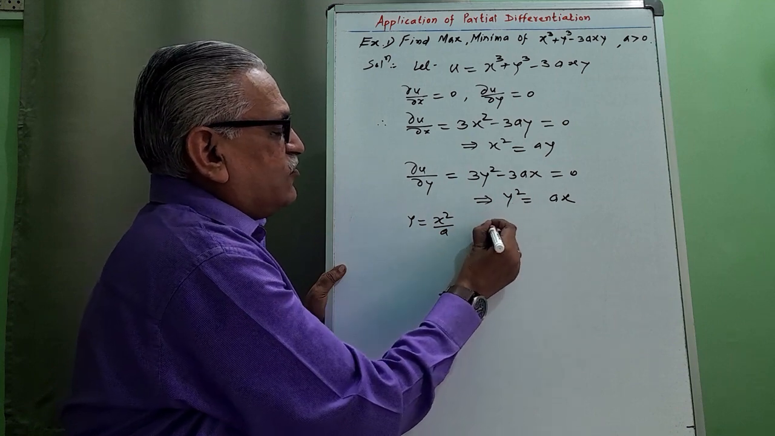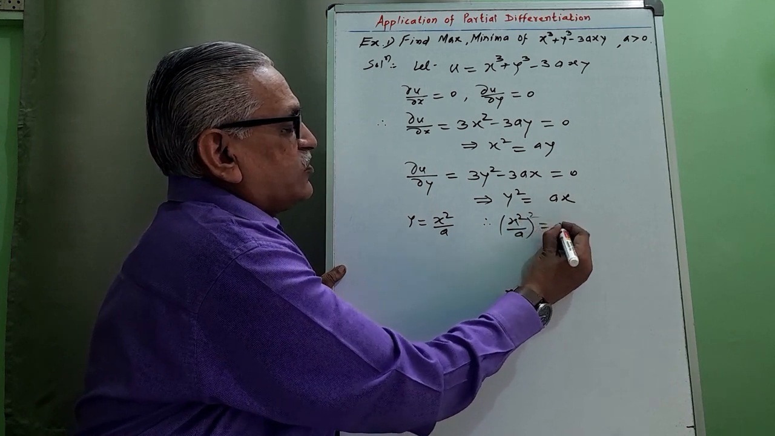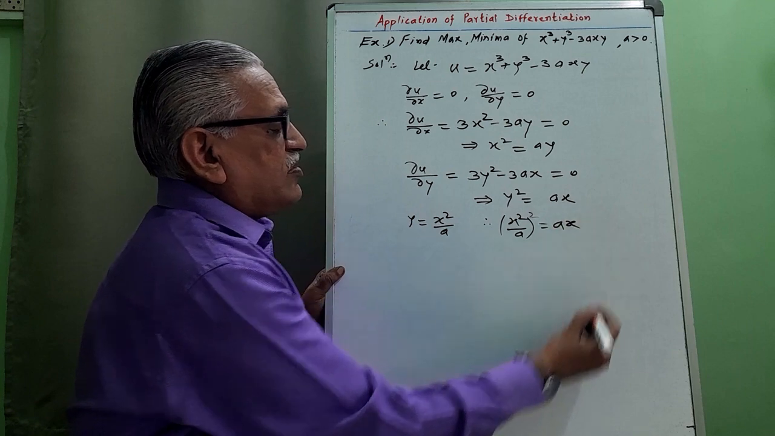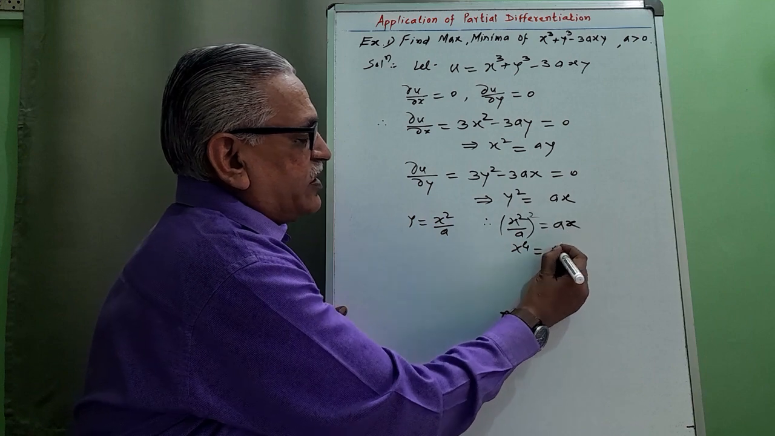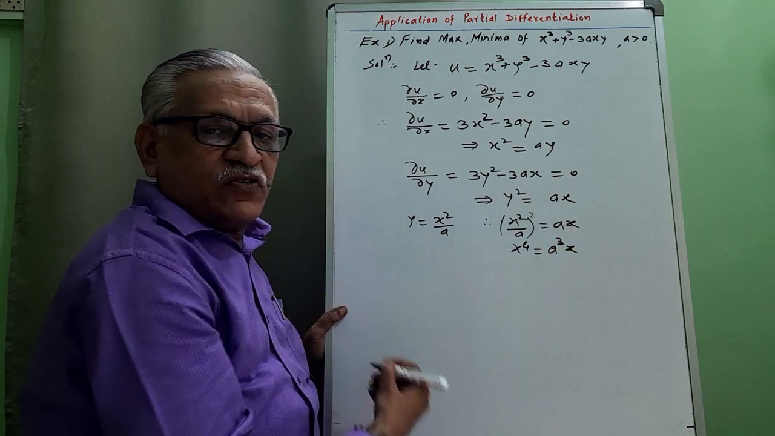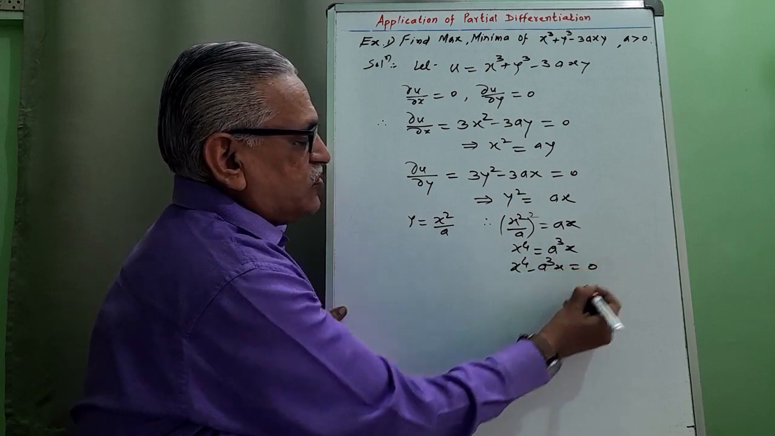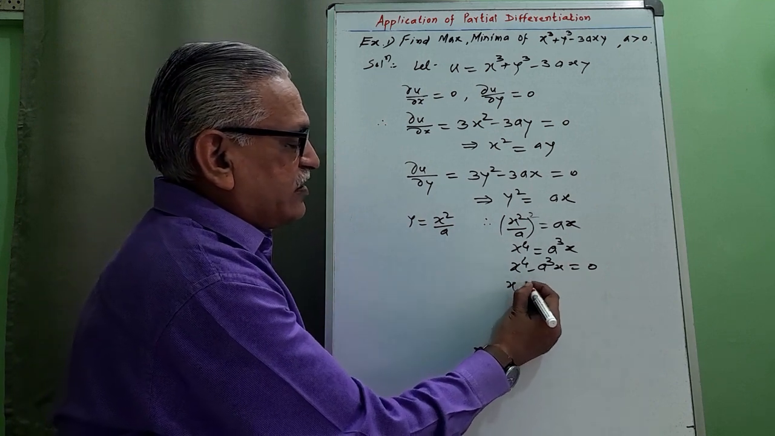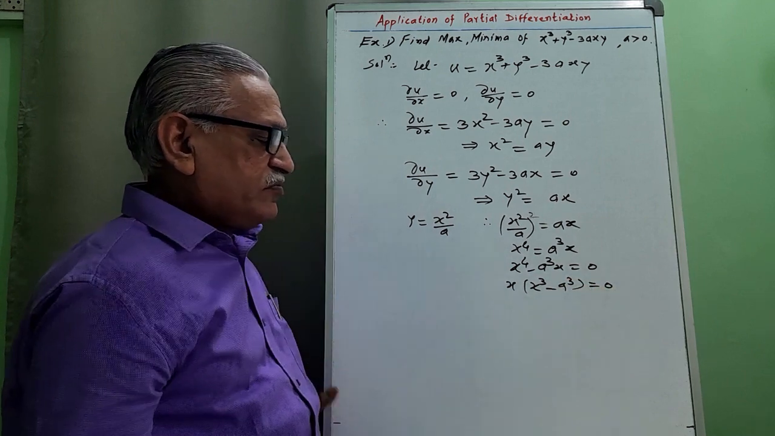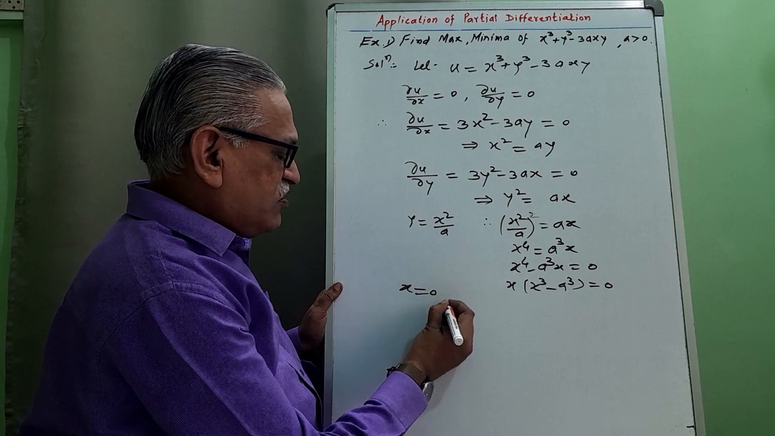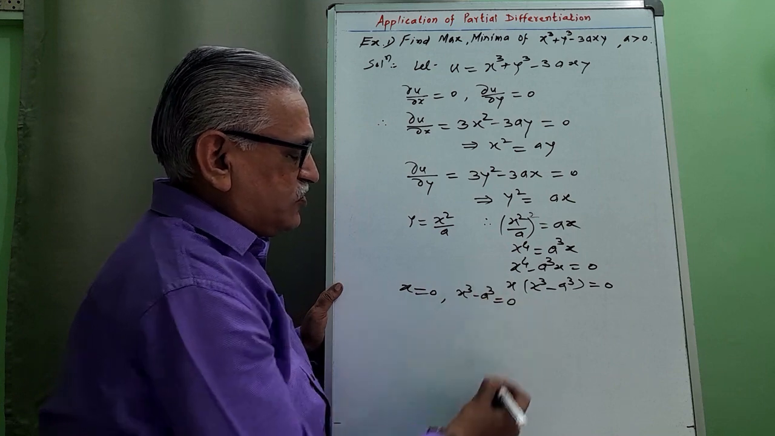Substituting that value here, we get y square, meaning x square by a whole square, equal to a into x. We get x to the 4 is equal to a square into a x, that is a cube x. Transferring to the left hand side, x to the 4 minus a cube x is equal to 0. Taking x common, we get x into (x cube minus a cube) is equal to 0. Nothing but x is equal to 0, and second, x cube minus a cube is equal to 0.